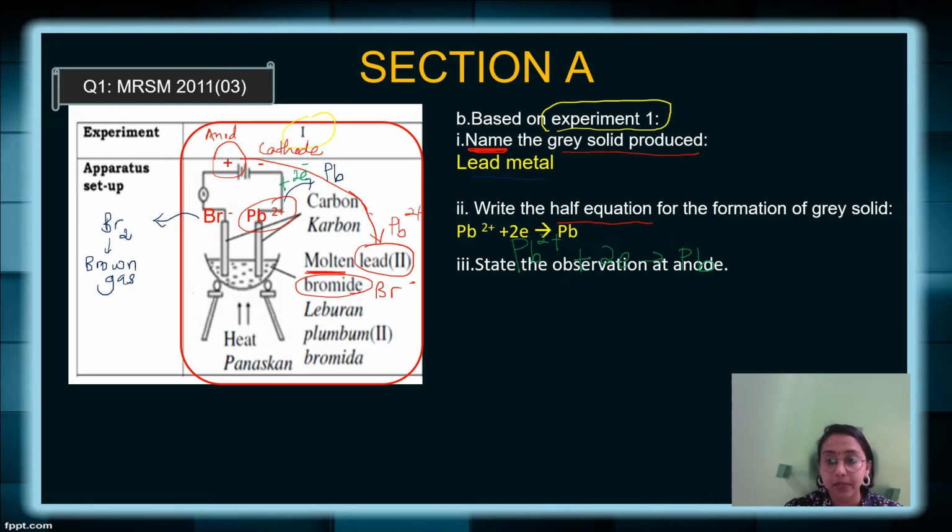Now, state the observation at the anode. So now go back to the anode. As I told you just now, you already did the analysis, which is bromide ions attracted to the anode. So when bromide ions are attracted to the anode, what happens? Bromine gas is produced, which is a brown gas. So here in this question, observation, we talk about color, don't ever mention the name. So the observation will be brown gas released.